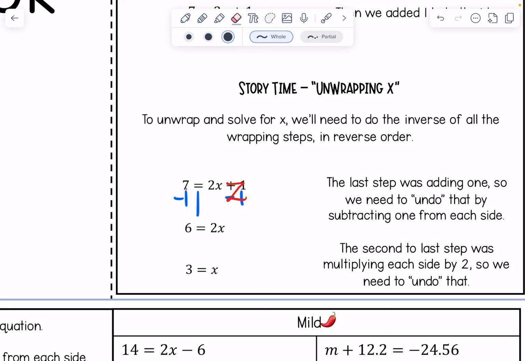So now I'm going to ask myself, what's happening to my variable? Well, it's being multiplied by 2. So now this is where I would divide both sides by 2. Over here, I'm going to see that 2 divided by 2 is equal to 1 whole. So I have x by itself. And 6 divided by 2 is equal to 3. So we're going to undo those steps, but in the opposite order.